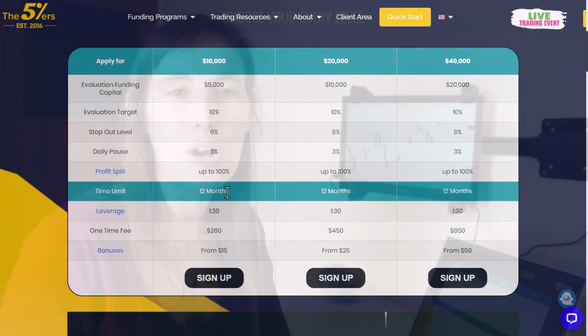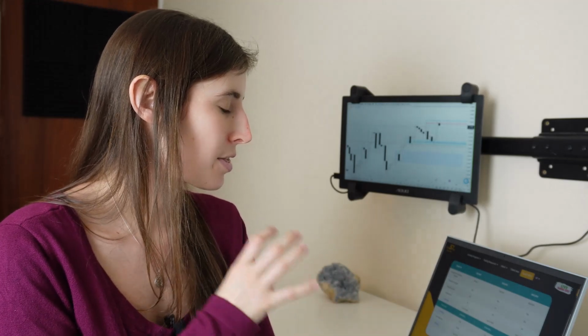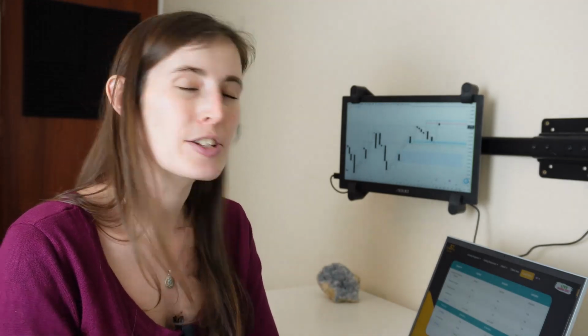Now this is a brilliant option, especially if you are a swing trader or if you prefer to just take your time, if you don't like to feel rushed and the stress and pressure that comes with having a time limit. This is definitely one of the best options in terms of a funding program from my prop firm.